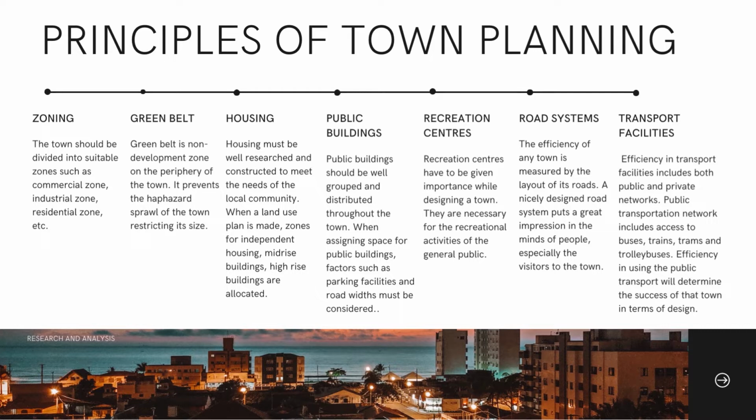Okay. Next is the transport facilities. Efficient transport facilities include both public and private networks. Public transport networks include access to buses, trains, trams, and trolley buses. Efficiency in using the public transport will determine the success of that town in terms of designing. So these are the principles of town planning, guys.